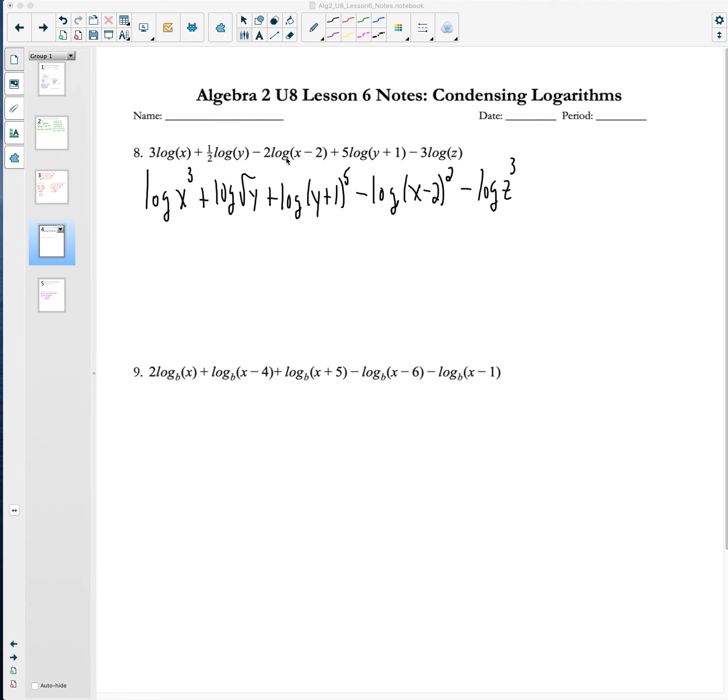Now notice, this term is negative. So what I did was I just skipped it for a second because I want to make sure I get all of my positive terms first. And so then I did this, 5 to the y plus 1. And now I have all my negative terms at the end.